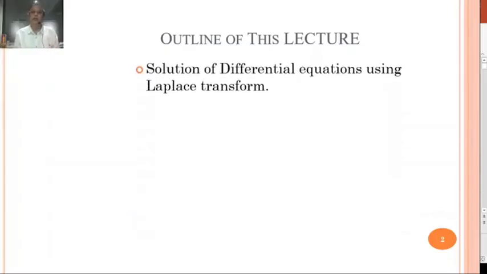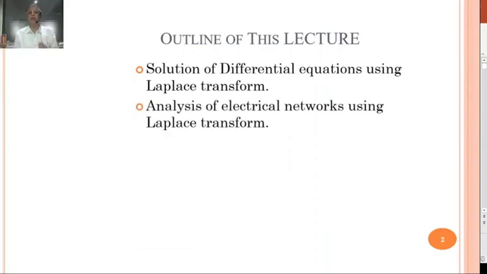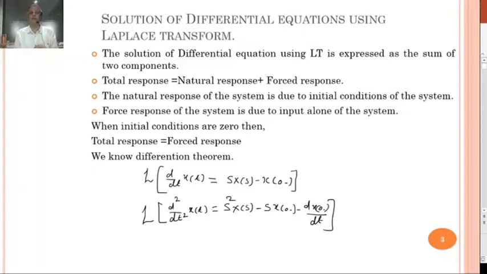Now in this lecture, we are going to study the application of the Laplace transform. In that, first, the solution of the differential equation using this transform, and second, the analysis of the electrical networks using this transform. Now first we will see the first application, that is the solution of the differential equation using the Laplace transform.